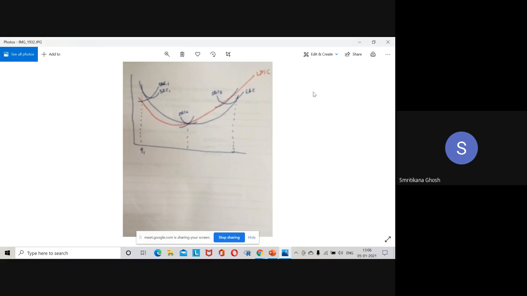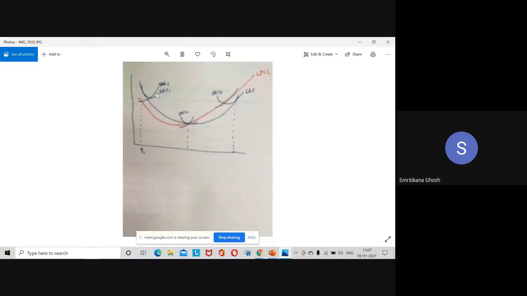This diagram is in Pindyck and Rubinfeld. Don't worry, there are two inks I am using. What is the heading of this diagram? The heading is derivation of the LMC curve from the SMC curves. It's a bit confusing, but don't worry. I am trying my level best to explain it.